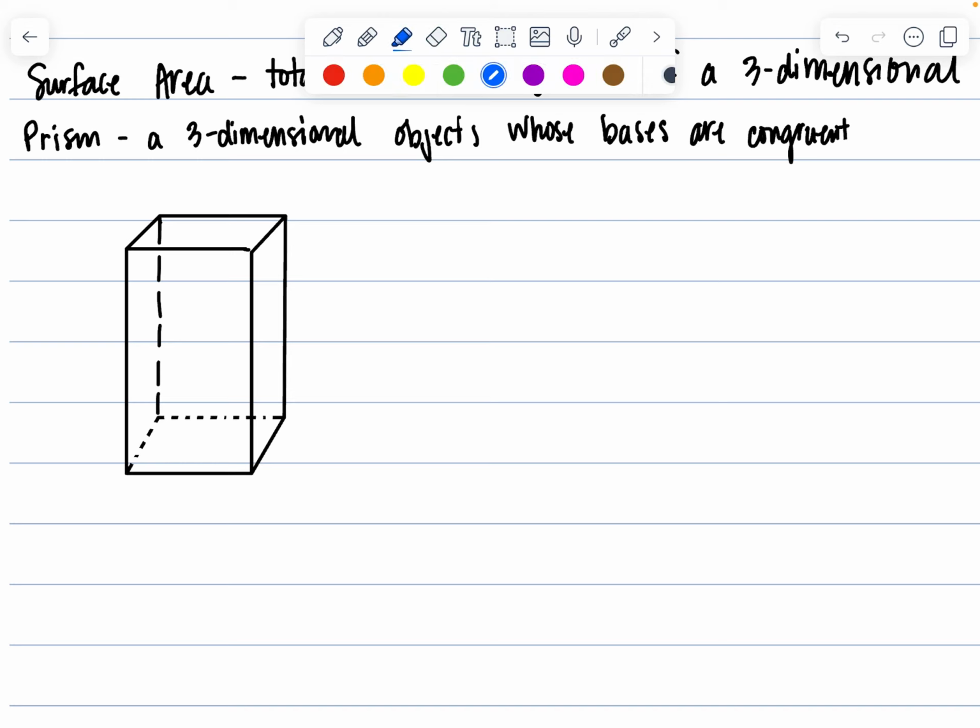So in this particular case, we consider the top and the bottom the bases. So I'm going to highlight these purple.